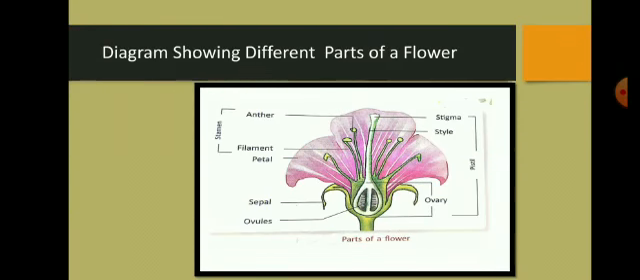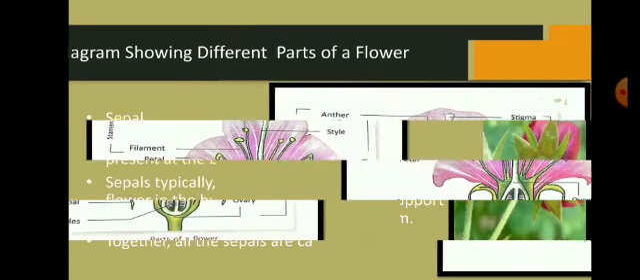So here in the diagram, I have shown you the parts of a flower. You can see that the pink color part of the flower is the petals. They are brightly colored and very attractive part. Next is the green color part, green leaf like structure, which is present at the base of the flower. They are called as sepals. Next we have the stamen part which has the anther and the filament, and in the middle we have the pistil, which has three parts: stigma, style, and the ovary. So it is discussed about each part of the flower in detail.